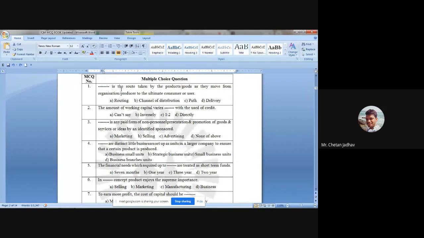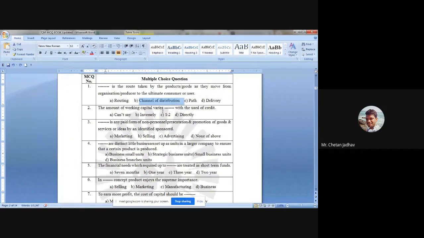Then the second part: blank is the route taken by the products or goods as they move from the organization, the producer, to the ultimate customer. Means whatever we have created, our manufactured products, we have to send to market, we have to sell to the consumer. Okay, and that process is called routing. Means this is the one route where we are producing and manufacturing our product, then we are packing that product, then we are sending it. Like this is routing. So the first option is correct, routing.